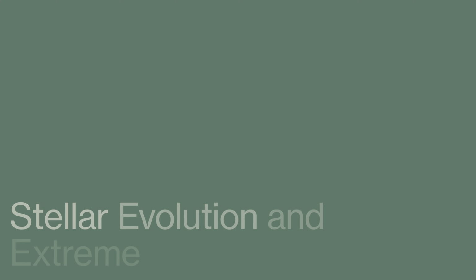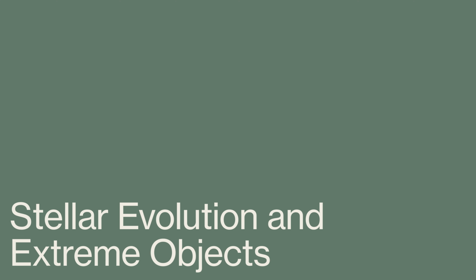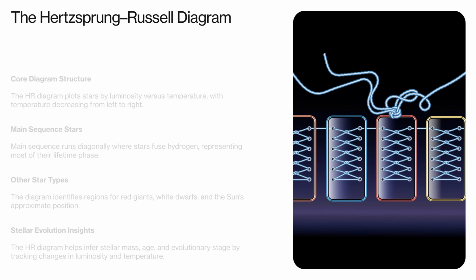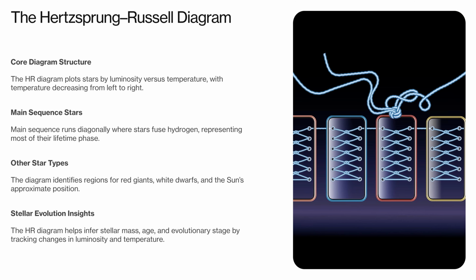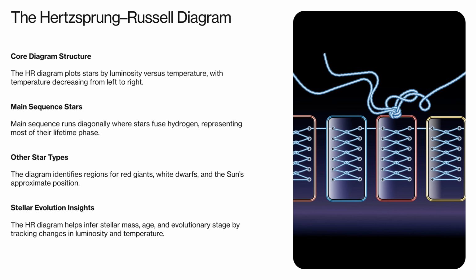The Hertzsprung-Russell diagram, life cycle of low and high mass stars, supernovae, neutron stars, and black holes. The Hertzsprung-Russell (HR) diagram is a key tool for classifying stars and understanding stellar evolution. It plots absolute magnitude or luminosity against temperature or spectral class, with temperature decreasing from left to right. The main sequence runs diagonally across the diagram, where stars spend most of their lifetimes fusing hydrogen into helium.